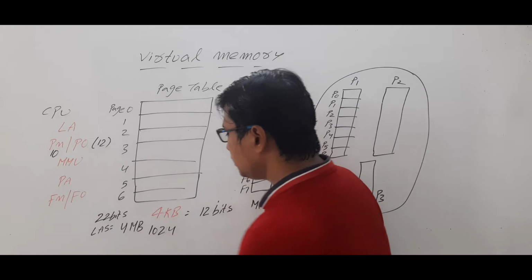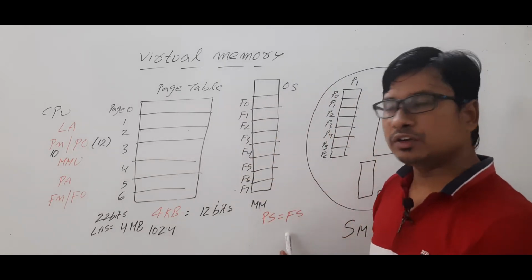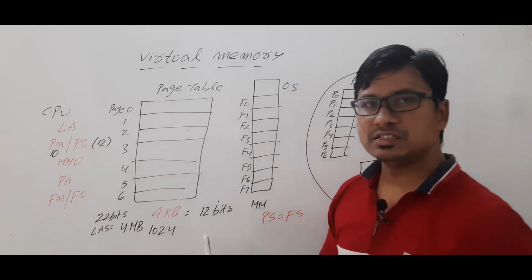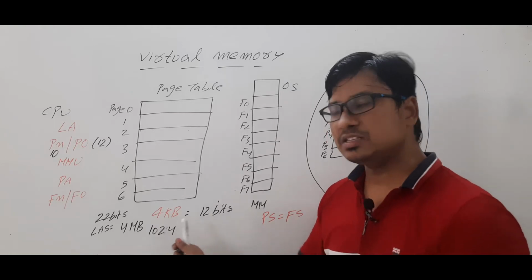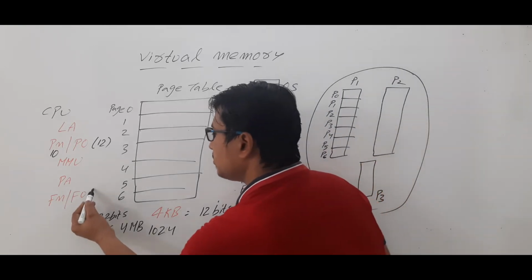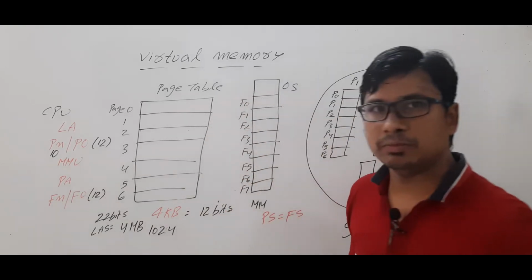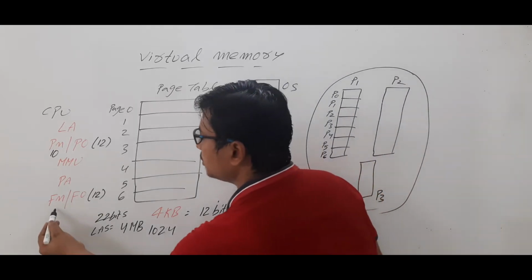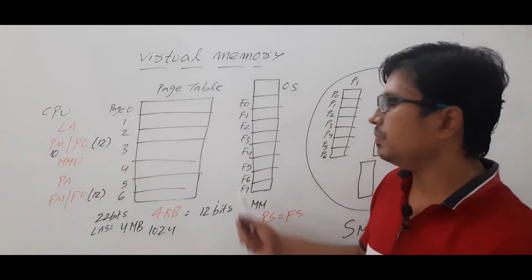Now you know that page size will be equal to frame size. If your page size is 4 KB, then the frame size is also 4 KB. So the frame offset also will occupy 12 bits. Let's take that you have 16 frames in your main memory.